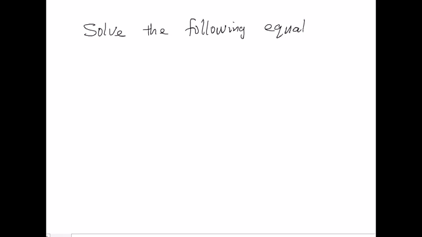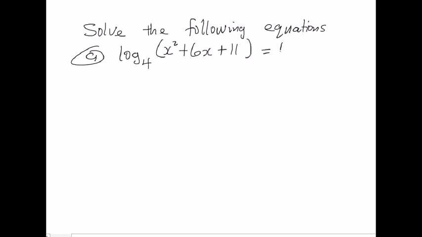Solve the following equations. A, we have log base 4 of (x square plus 6x plus 11) equals to 1 over 2.